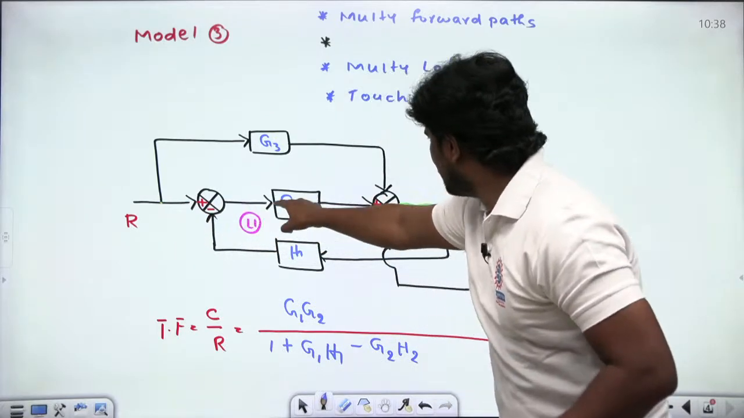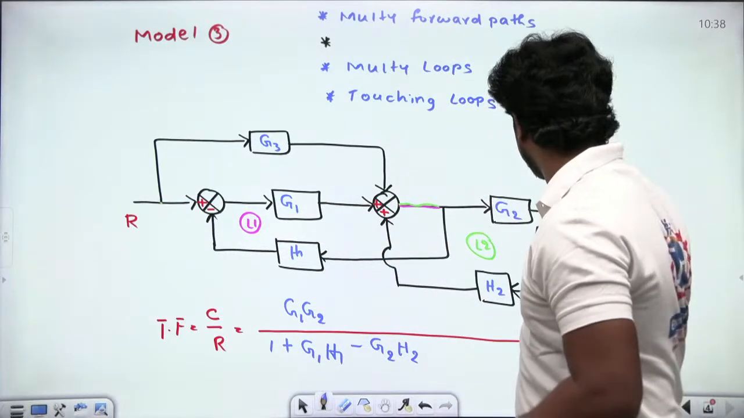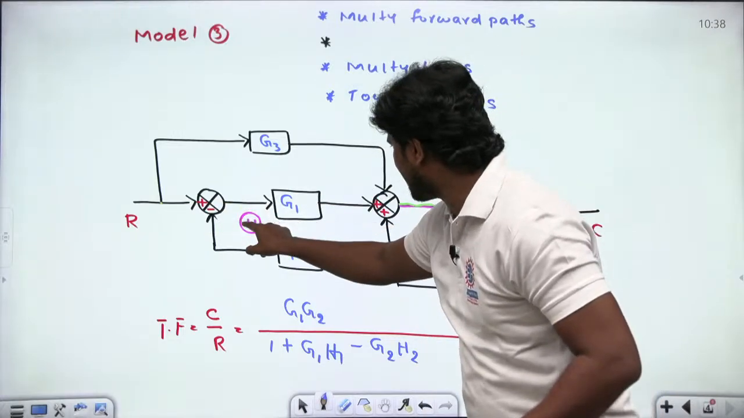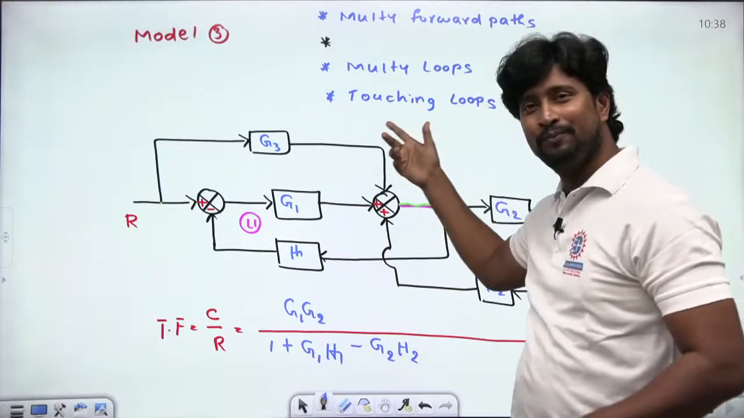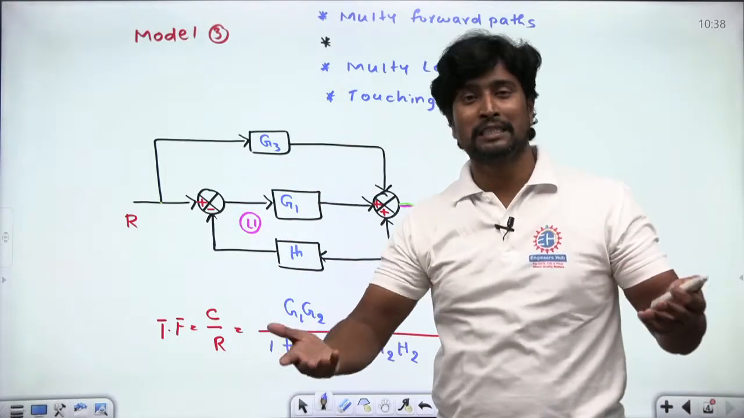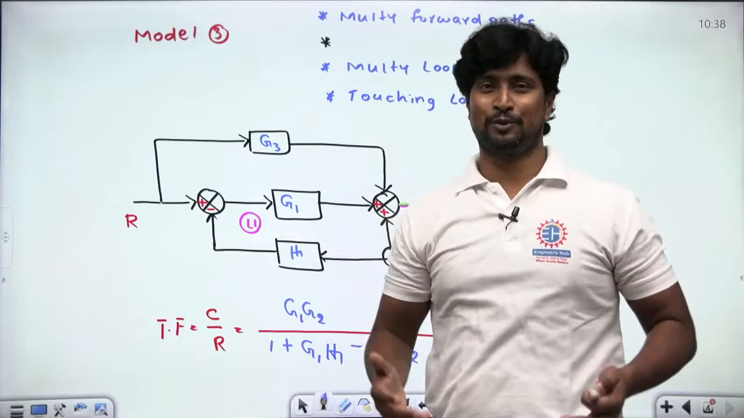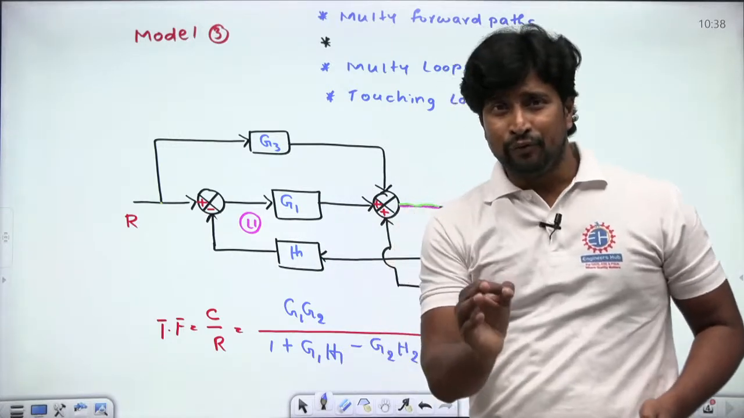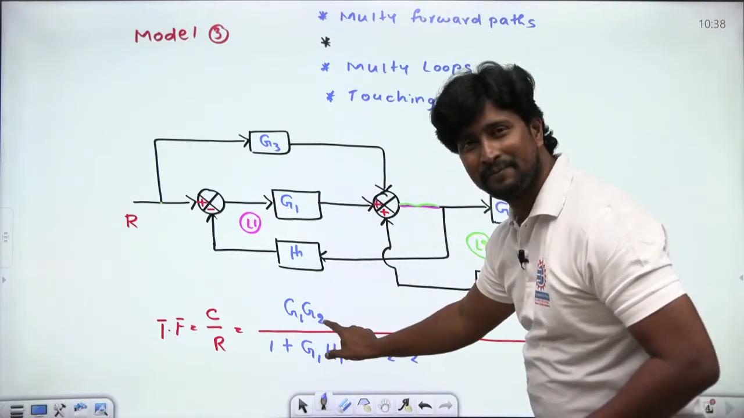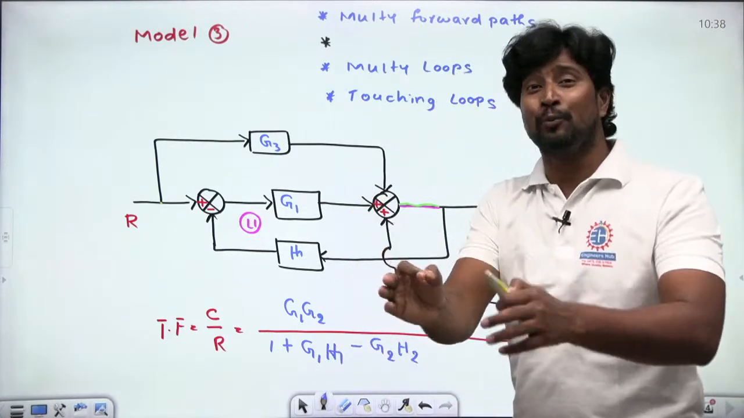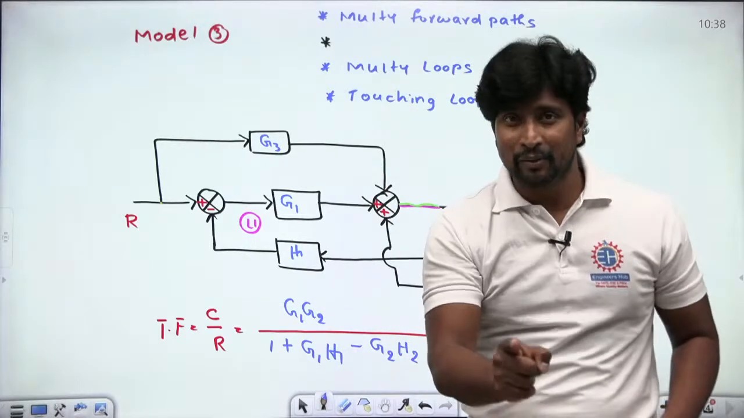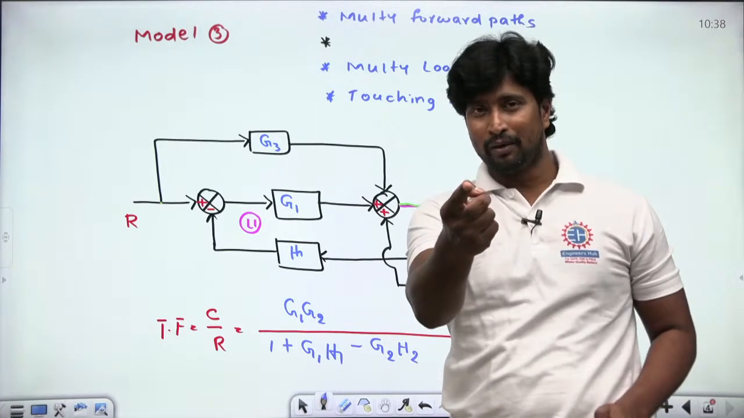See, G1, G2 is the forward path, right? That forward path is touching loop 1 and touching loop 2. That means that forward path is covering all the loops. If the forward path is covering all the loops, there is no need for an extra term here. If a forward path is not touching some loop, an extra term will be generated. How that extra term is generated, I will introduce in model number 4.